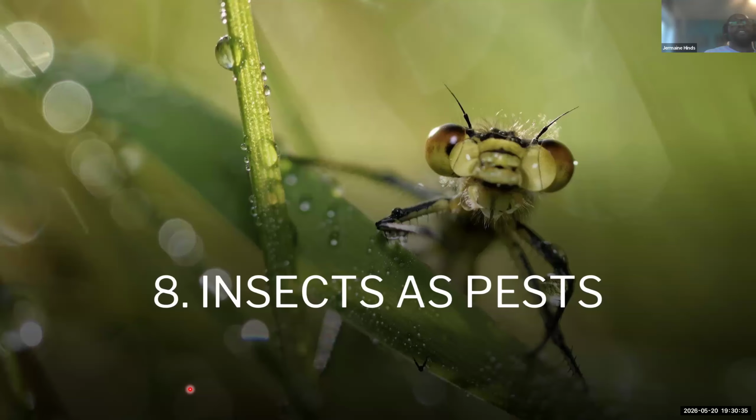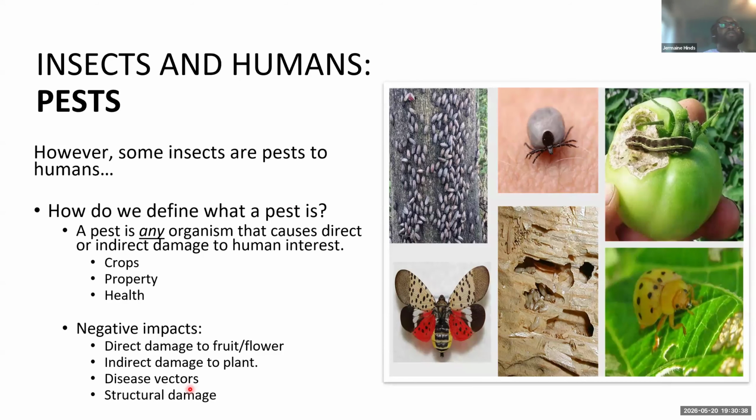Let's talk a little bit about insects as pests. While we do get a lot of benefits and positive ecosystem services from insects, there's also some damage that insects can cause. So how do we define what a pest is? A pest is any organism that causes direct or indirect damage to human interests. So there are no pests in nature unless it comes to humans, right? In a native ecosystem, insects are just existing, but when they damage human interests, they become classified as a pest.